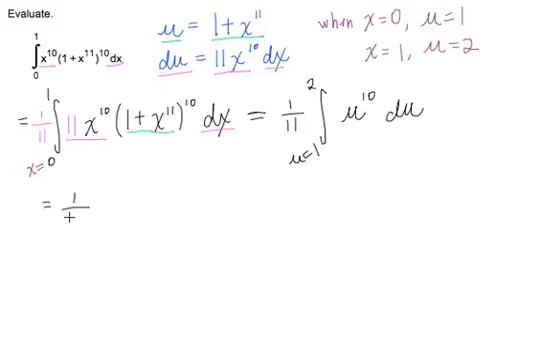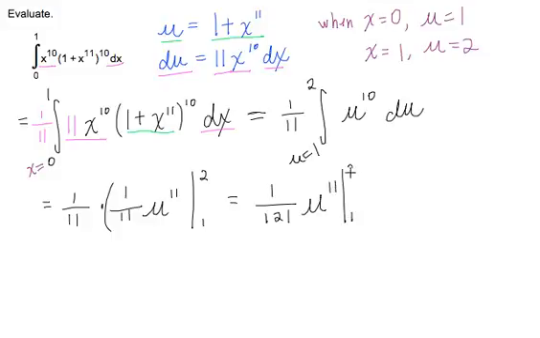Okay, so now we can integrate like normal. So we have a 1 over 11 out front. And then the integral of u to the 10th is 1 over 11 u to the 11th, evaluated from 1 to 2. Multiplying those together becomes 1 over 121 times u to the 11th from 1 to 2. So 1 over 121 times 2 to the 11th minus 1 to the 11th.